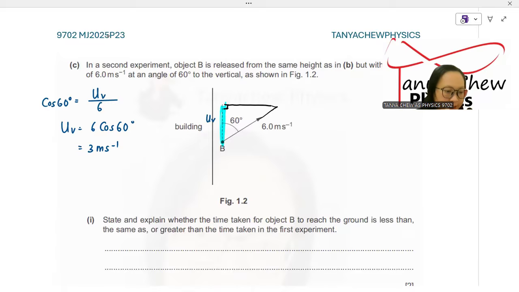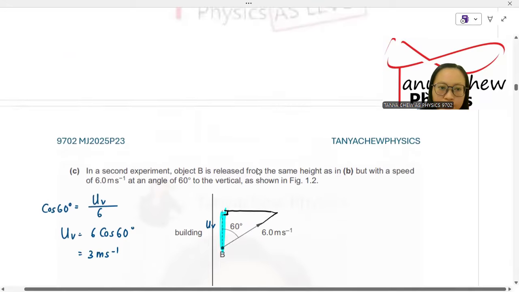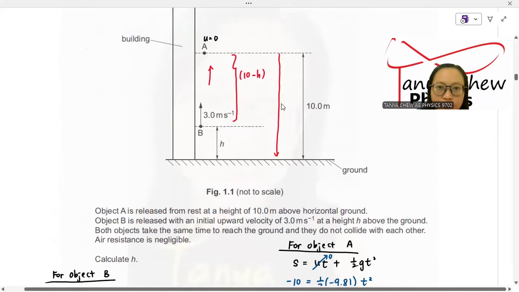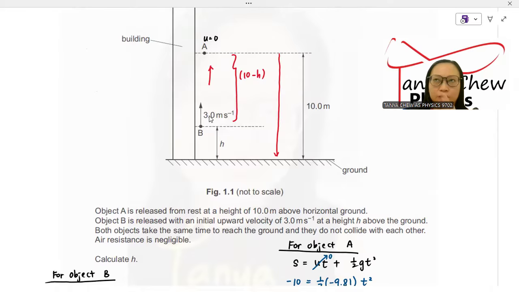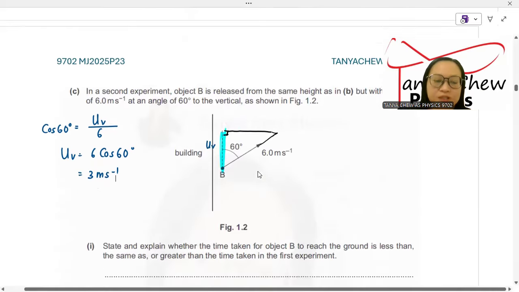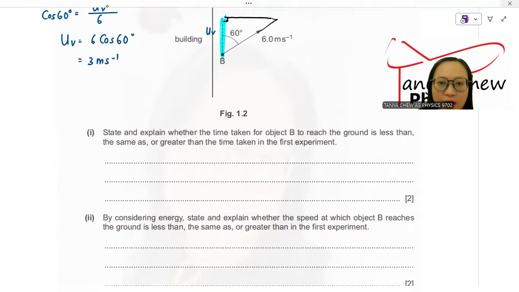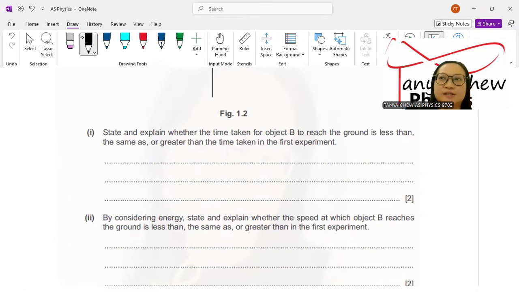Since the speed is the same, the initial velocity is the same, which is 3, even though they projected out object B at a certain angle. When you resolve it into the vertical direction, you get the same value as the initial speed projected in the vertical direction. So I would say the time to reach the ground would be the same, because the same initial vertical velocity is being released.